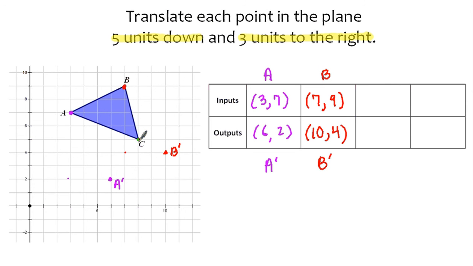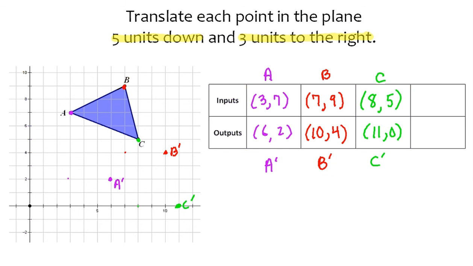We're going to continue that fun with transformation around point C. 5 down, 3 to the right. 1, 2, 3, 4, 5. 1, 2, 3. Labeling C and C prime and looking for coordinates. C is 8 over and 5 up. C prime is 11 units over and 0 units up. 11, 0.